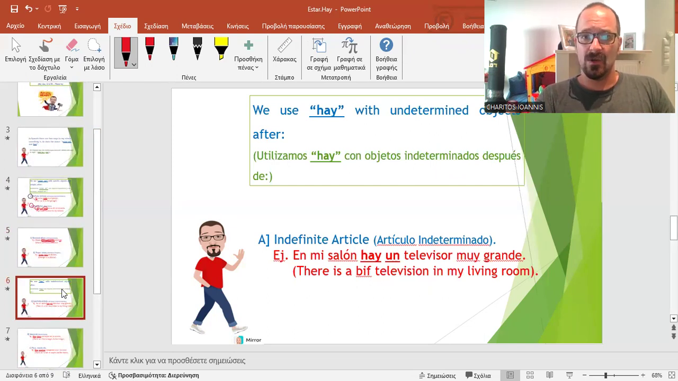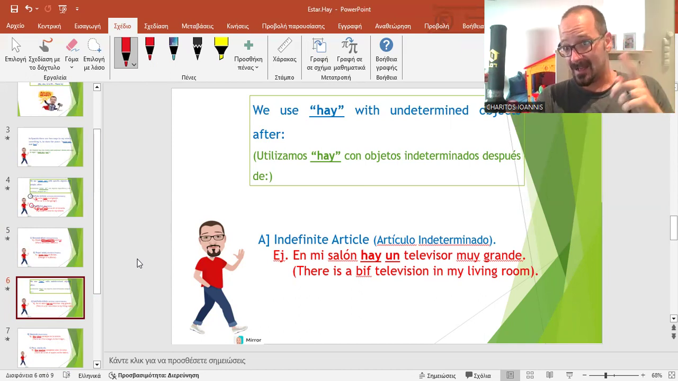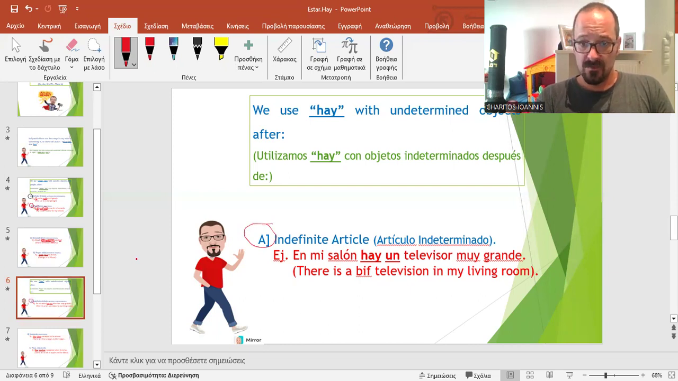But what about hay? We use hay with undetermined things, right? Objects. Utilizamos hay con objetos indeterminados. So this is something like the opposite of está, because we need determined things or people we know with está, están, with hay undetermined. So utilizamos hay con objetos indeterminados después de indefinite article, artículo indeterminado.